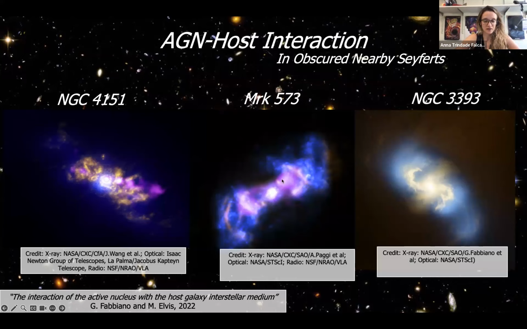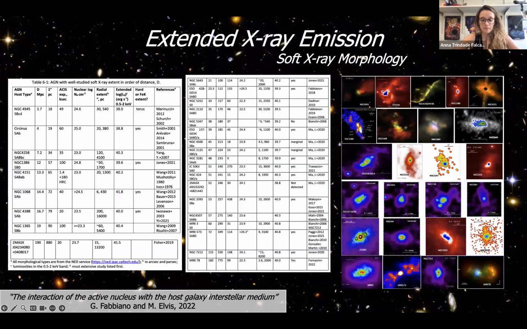Here are just three of the galaxies that I will be showing lots of results on today: NGC 4151, Markarian 573, and NGC 3393. For NGC 4151, the work with Chandra was done by Young et al., Markarian 573 was done by Alessandro Paggi, and NGC 3393 was done by Peter Maksym and also by Pepe. I know it's a lot of information, but this is just for the effect of it.